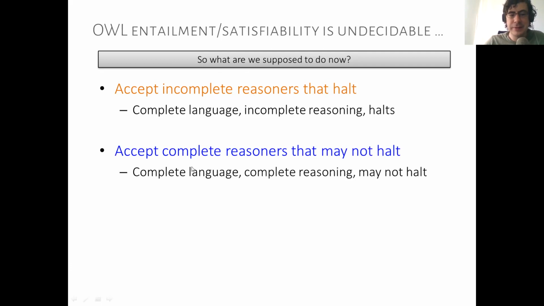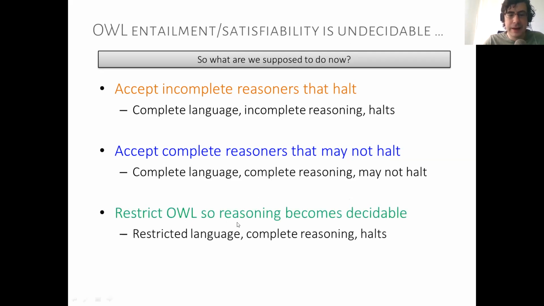The second option would be to accept complete reasoners that may not halt. So there are first order logic theorem provers. There are systems that can take these sorts of definitions and just process them, right? And if it doesn't halt, it doesn't halt. So these are complete reasoners that may not halt. They will accept the ontology. The ontology can define anything in the language. If it returns, then the answers will be complete, but it may not return.